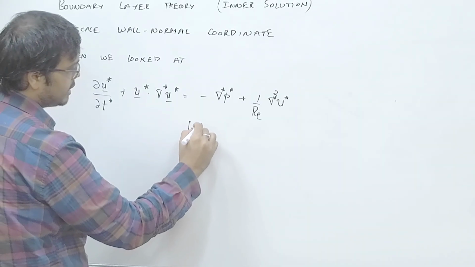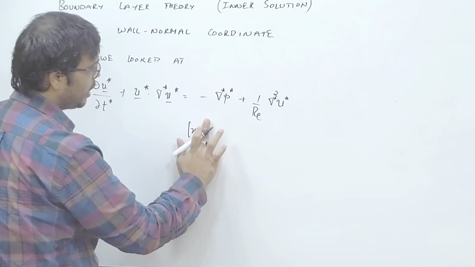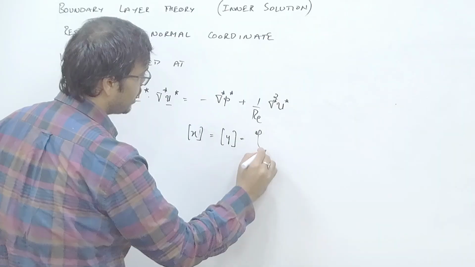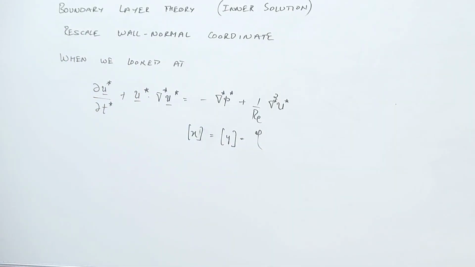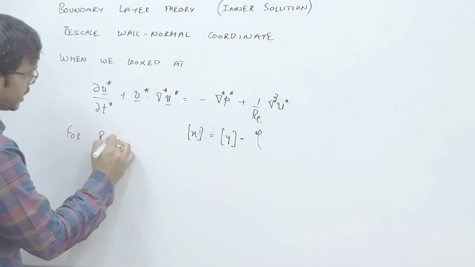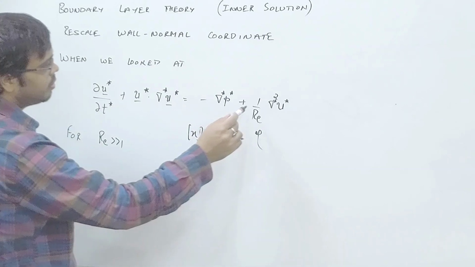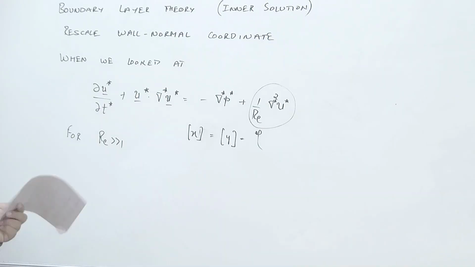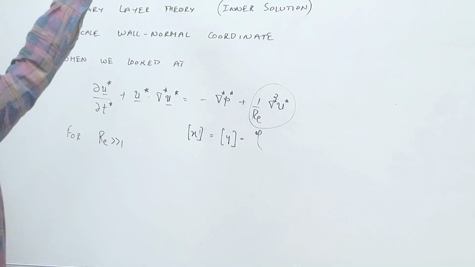so here we took both length scales in x and y as L, okay, as some L, and then for large Reynolds number, for Re much greater than 1, we said that this term should be negligible, and that's how we ended up with the inviscid equations, and we said that that is not the full story. The inviscid solution is only this region.